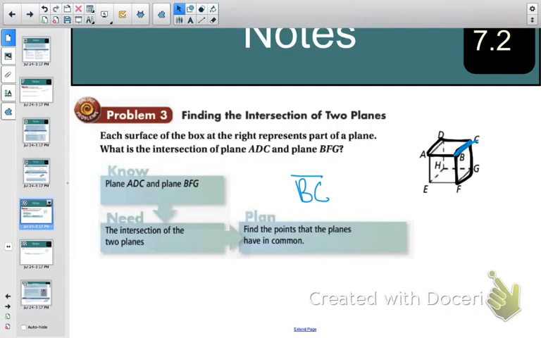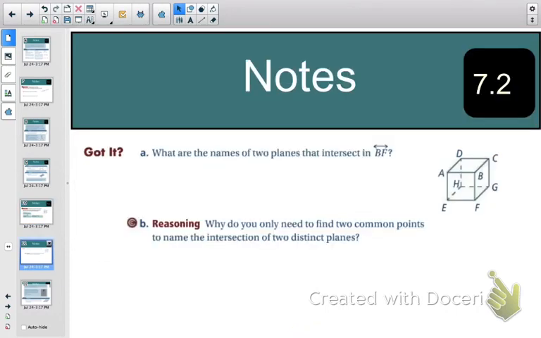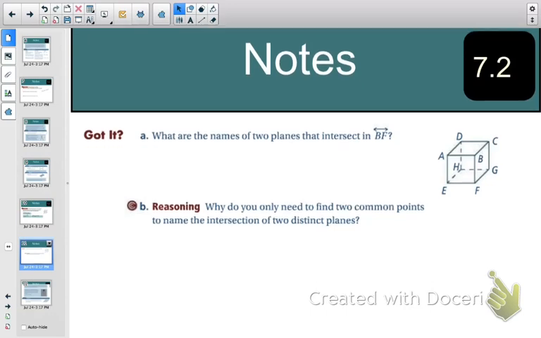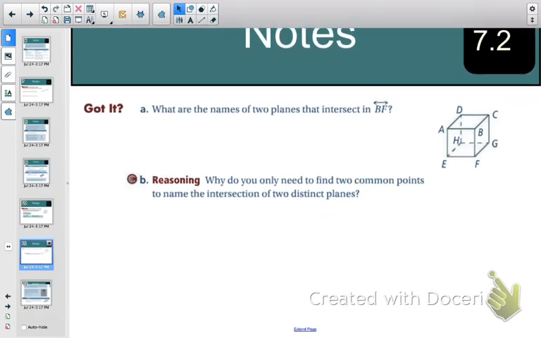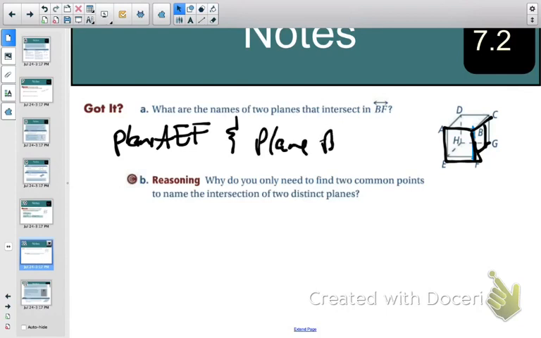Okay, next. What are the names of two planes that intersect in line BF? So BF is here. The two planes that intersect there are going to be this one and this one. So you can name those a couple different ways. You could say plane AEF and plane BFG. But remember, you only need 3 points, so you can choose any 3 points on that plane. So there's different ways to name that.